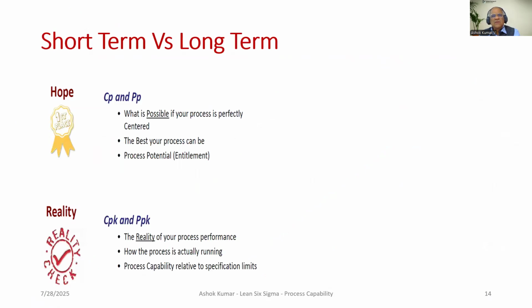So the short-term process capability is a hope that the long-term capability needs of the customer will be met. It's a possibility that the process is perfectly centered, but there's an uncertainty associated with it. So we call that a process potential. CP is called a process potential. Whereas the reality is the measurement over the long term, which is called PPK, and this is how the process is actually running, which gives a fair estimate of your capability to meet the customer requirements relative to the specification limits.